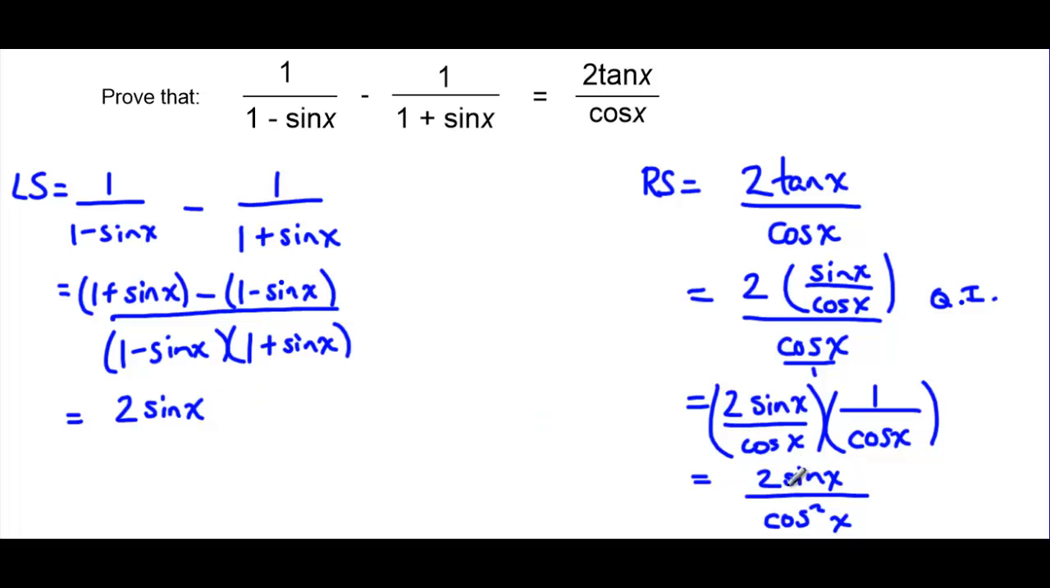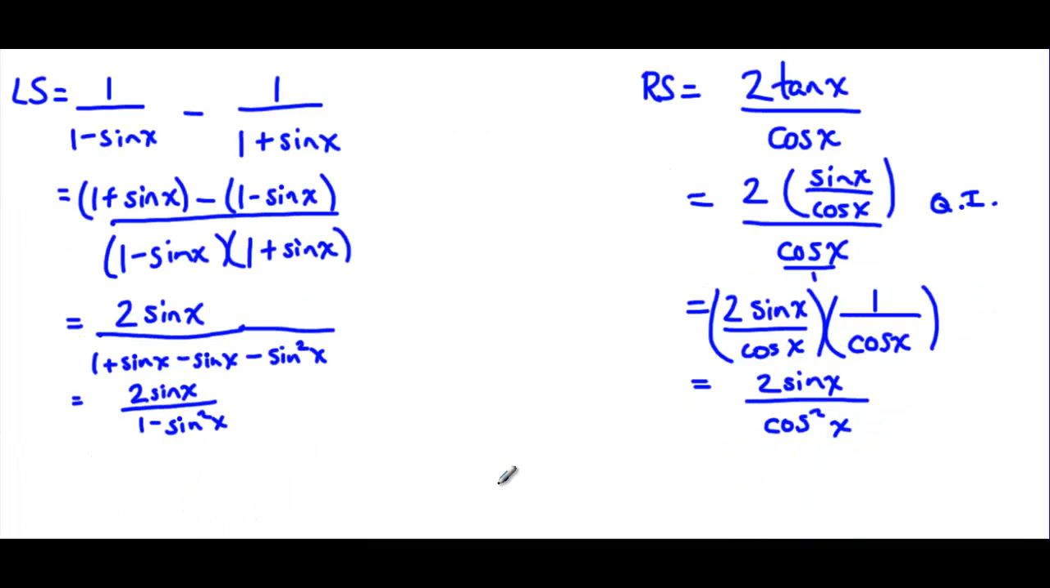Look familiar on the right side? The numerator now, we need to FOIL. So 1 minus sine x times 1 plus sine x is just 1 minus sine x, plus sine x, then minus sine x, and then minus sine x squared, or sine squared x. And if we eliminate those middle terms because they cancel out, we get 2 sine x over 1 subtract sine squared x.